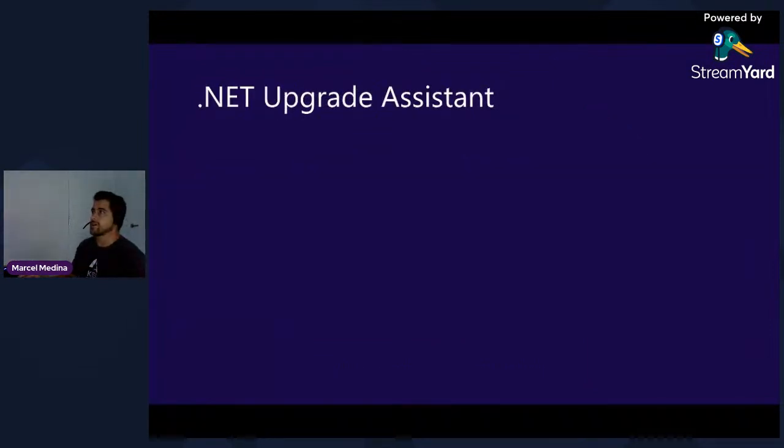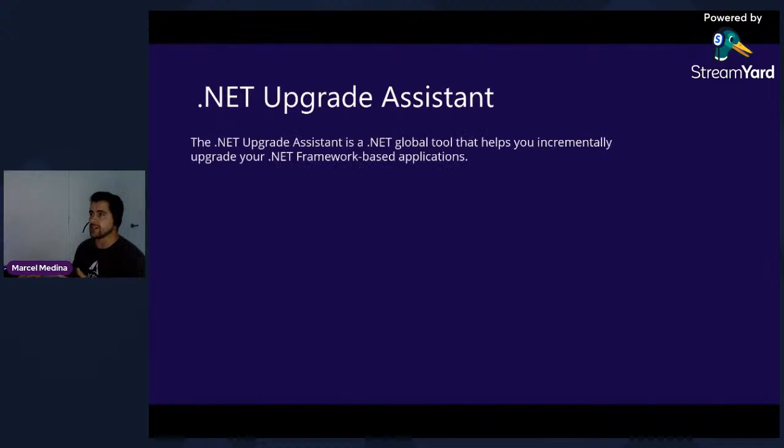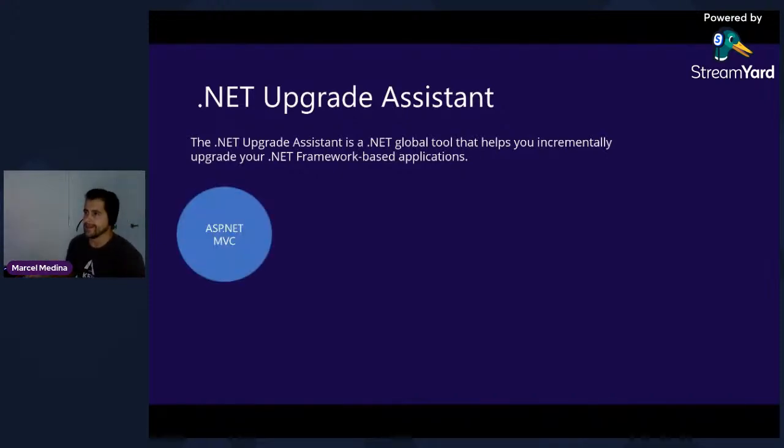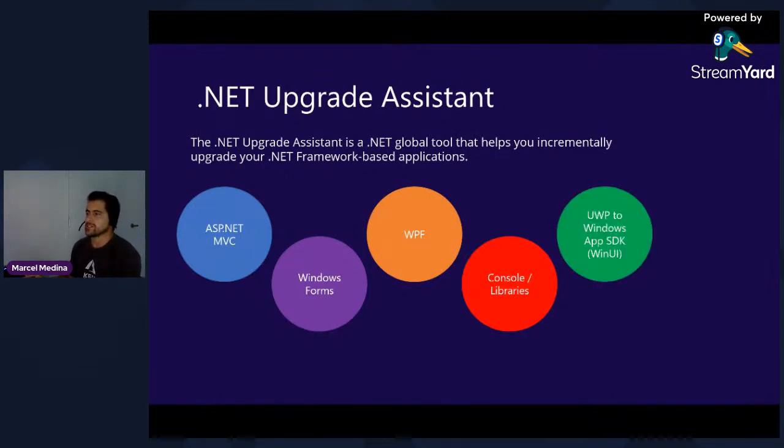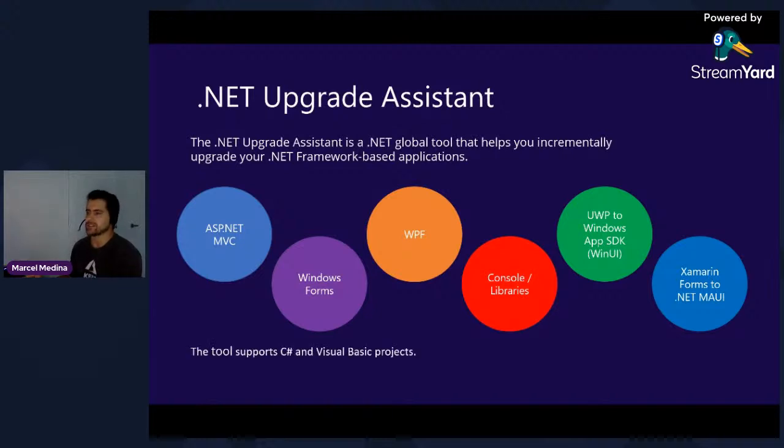.NET Upgrade Assistant. Microsoft has been doing a lot of investments because it doesn't only do the upgrades of .NET Framework to .NET 7, but allows you to upgrade .NET Core from previous versions to .NET 7. So it's comprehensive, and you have support for different types of applications. Here I'm saying that it helps us to incrementally upgrade from .NET Framework, but it's doing more than that now. We have coverage for ASP.NET MVC, Windows Forms, WPF, console libraries, Universal Windows Platform apps, UWP, and Xamarin, now helping to migrate to .NET MAUI. So there's been a lot of effort from Microsoft in assisting us in creating this tool that currently supports C Sharp and Visual Basic projects.